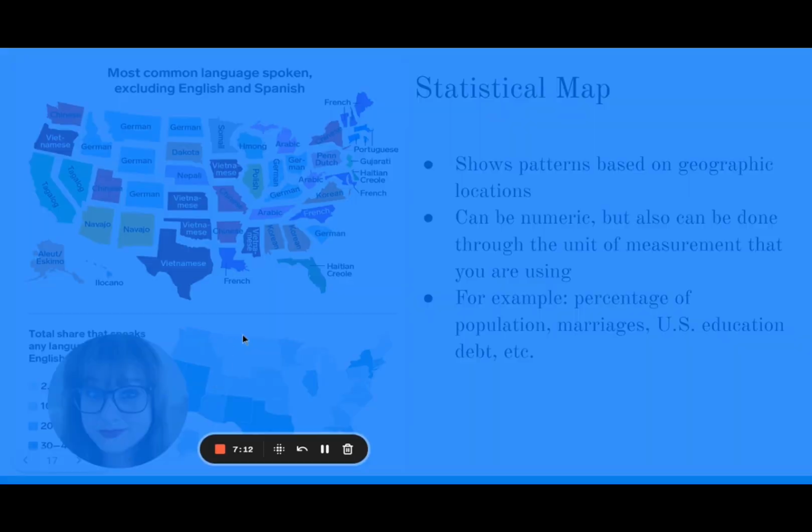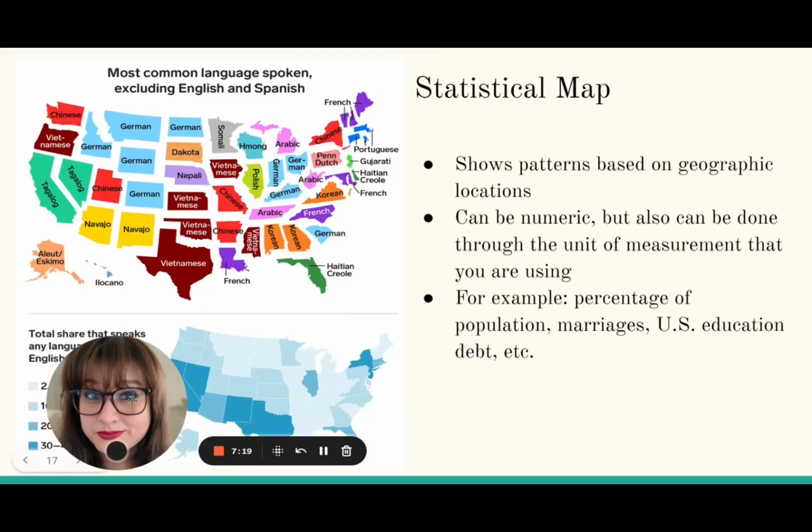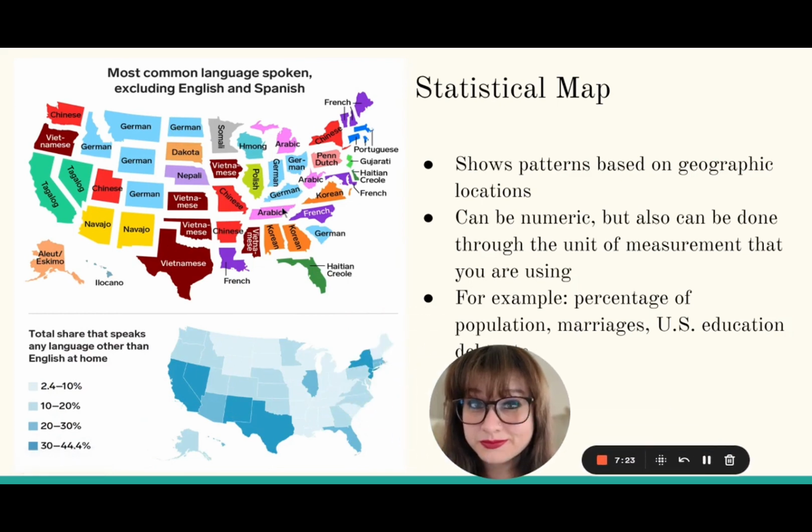So if you look at this map here, I should have cited where it was coming from, not this one. But if we're looking at this map here, this one shows the most common languages spoken, excluding English and Spanish, in the United States. As you can tell, it's distributed across the different parts of the map based off of the language.